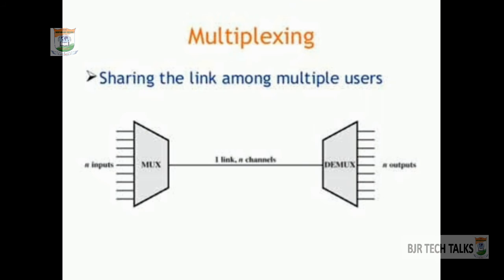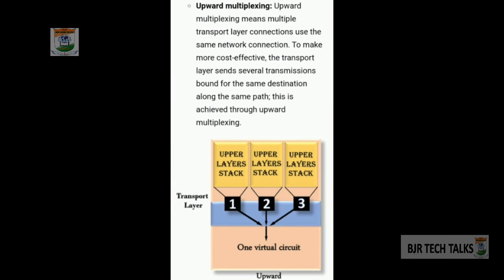Multiplexing means switching from one network to another network using an address table. Multiplexing is the process of combining multiple signals into one signal over a shared stream. Coming to the diagram, here there are n inputs and it is one link but n channels, where the link is a stream and the networks are channels. So we are using different types of channels in only one link.